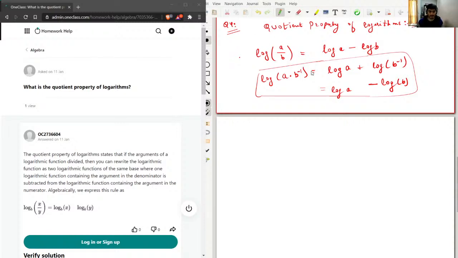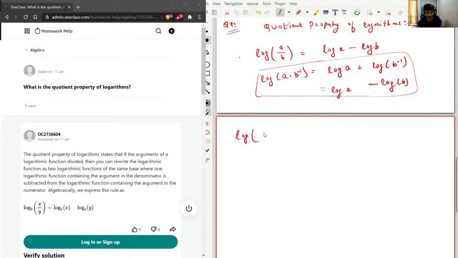And we can also use the opposite of this. So basically, if we have any condition where, let's say, log of some number is subtracted from log of some other number, then we can combine it into one single log. So I can just write like this.